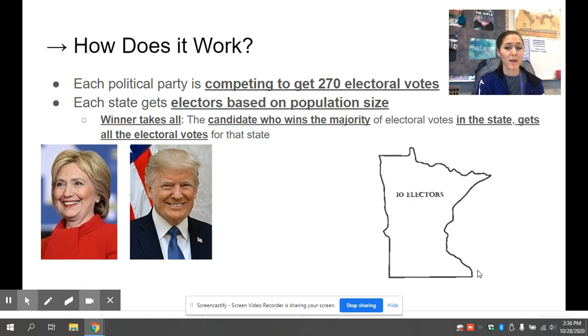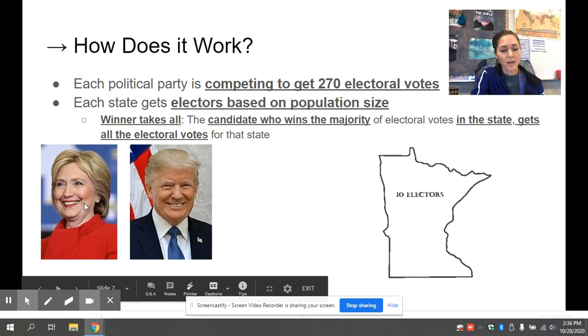Here's where things may be a little unfair, depending on how you view it. There is a winner takes all system in the Electoral College. This means the candidate who wins the majority of elector votes in the state gets all the electoral votes for that state. So we're going to use an example for Minnesota and Wisconsin in our last election.